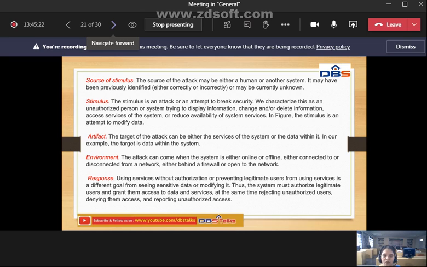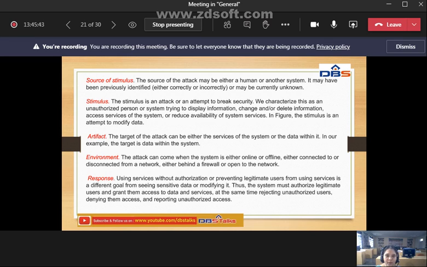Next, source of stimulus. In this also we have a source of stimulus according to the above diagram. The source of the attack may be either a human or another system. The attacks may be done usually by other users or by other systems.